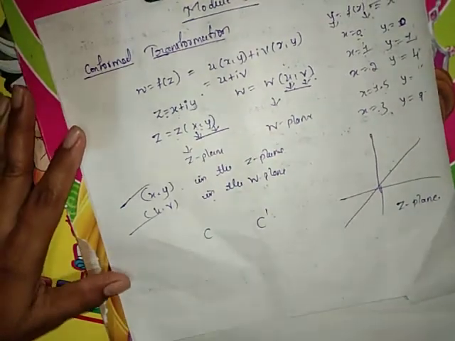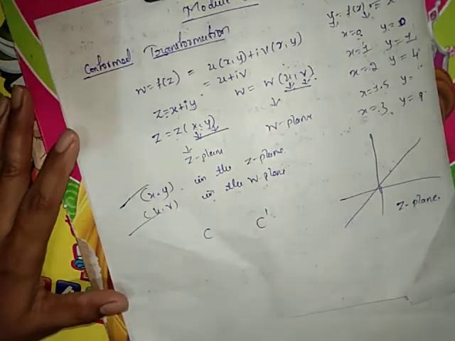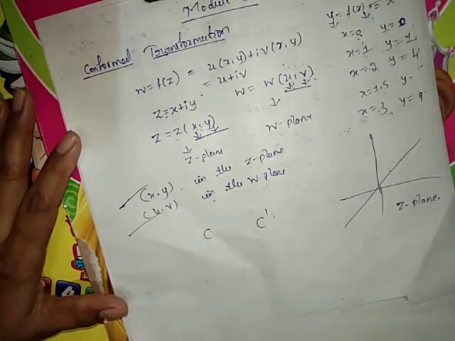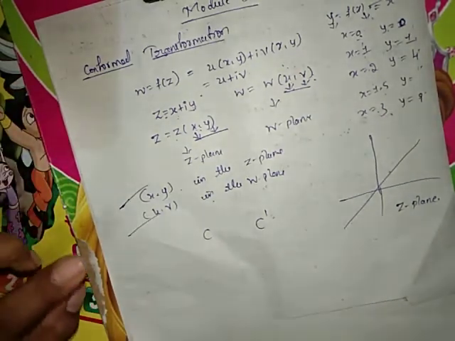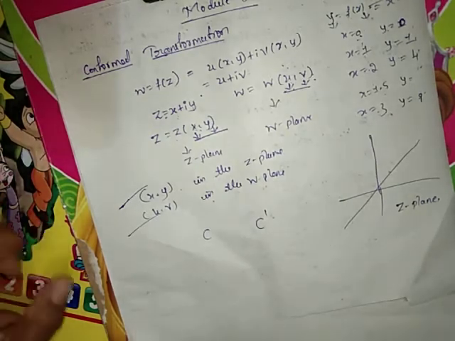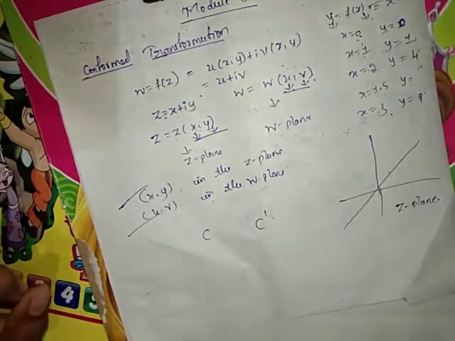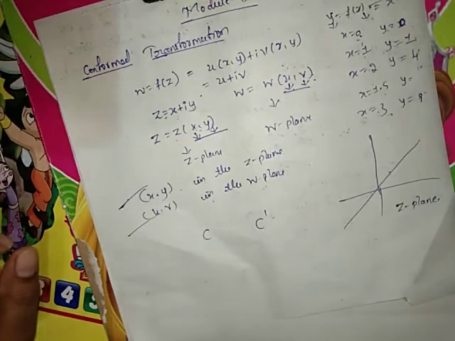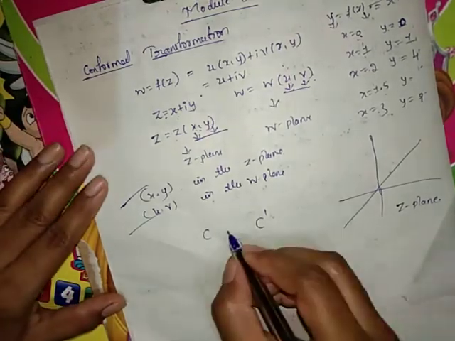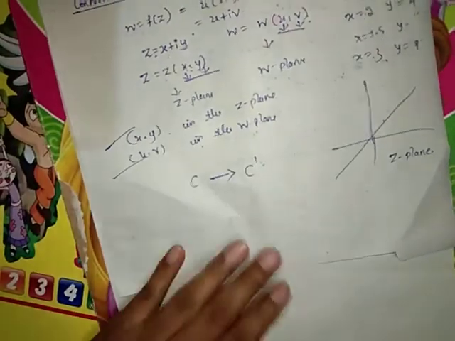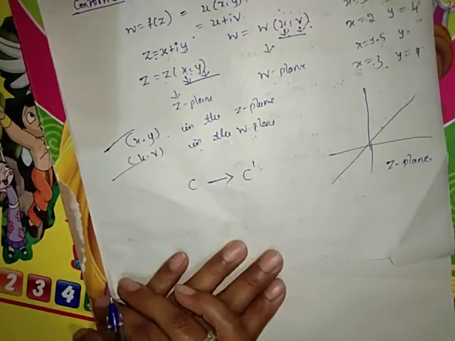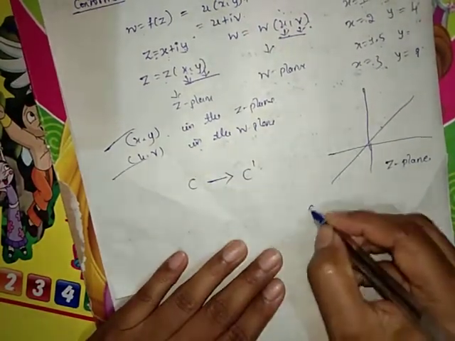So, tracing of the curve: a point x comma y in the z plane traces the curve c in the z plane, and u comma v traces the curve c dash in the w plane. We say that curve c is transformed into c dash. You may remember a relation of f of x in your PU level.